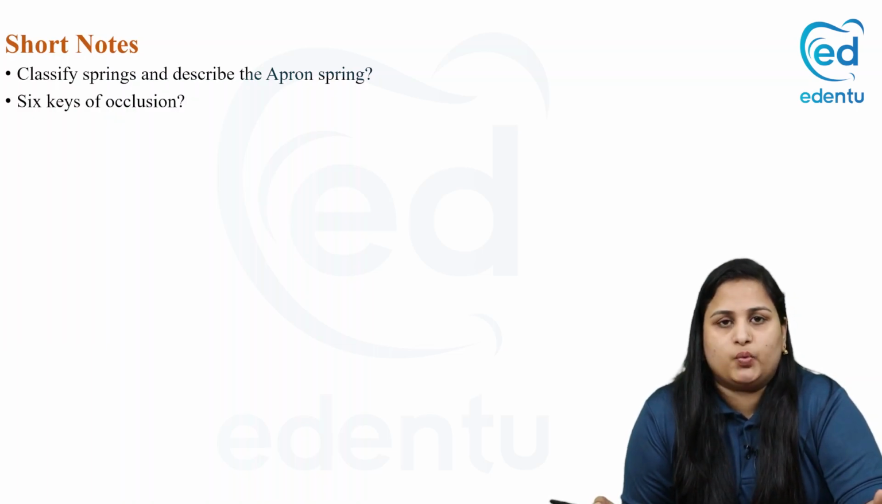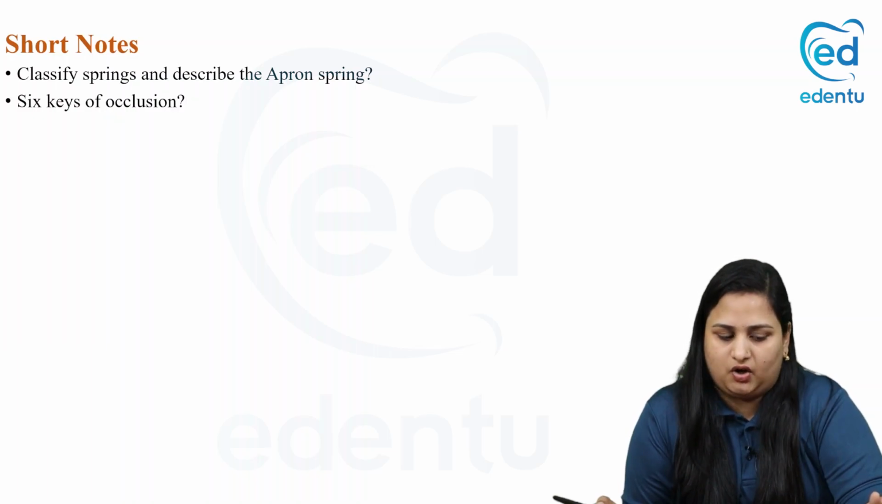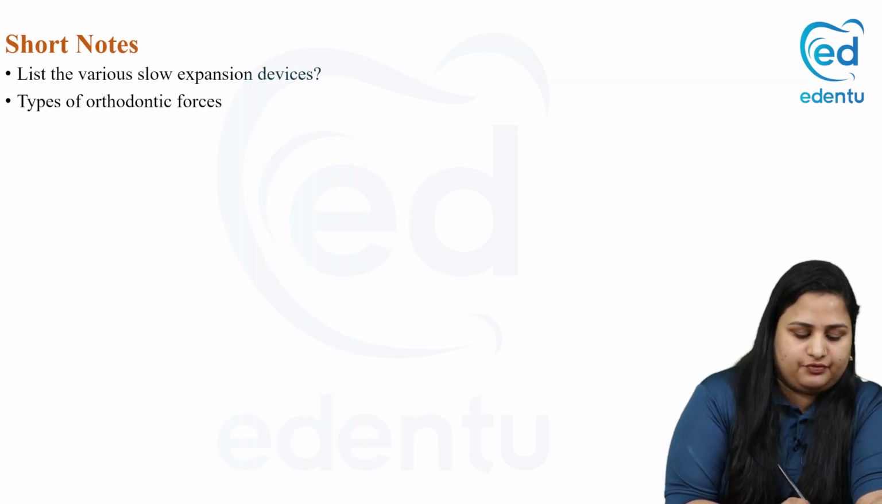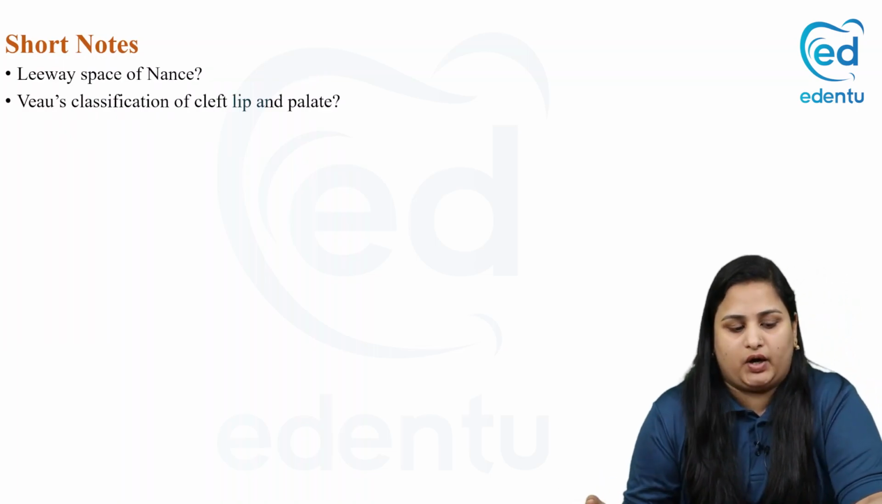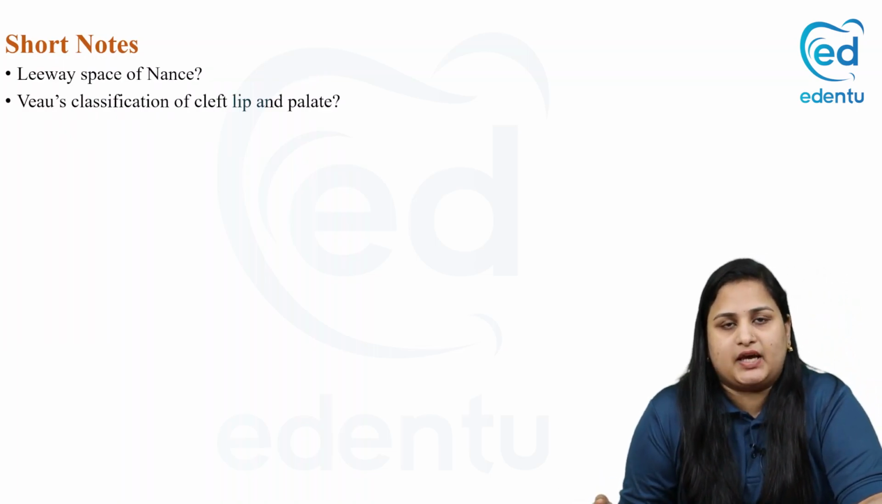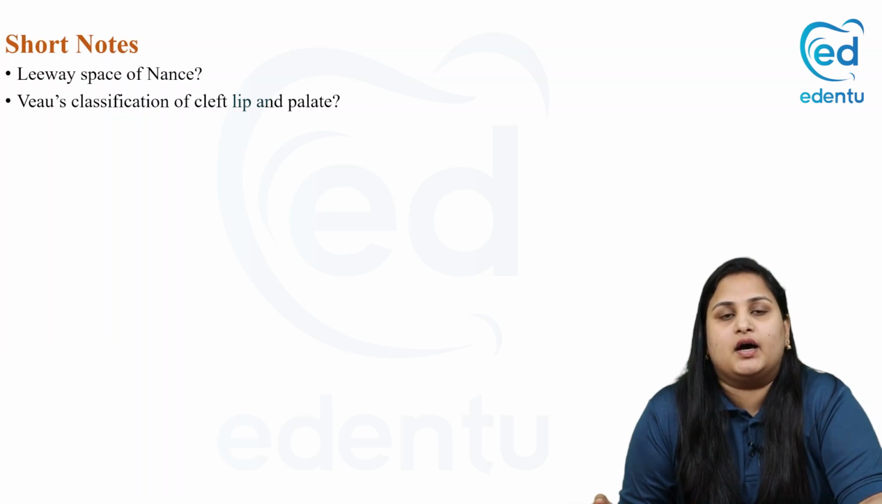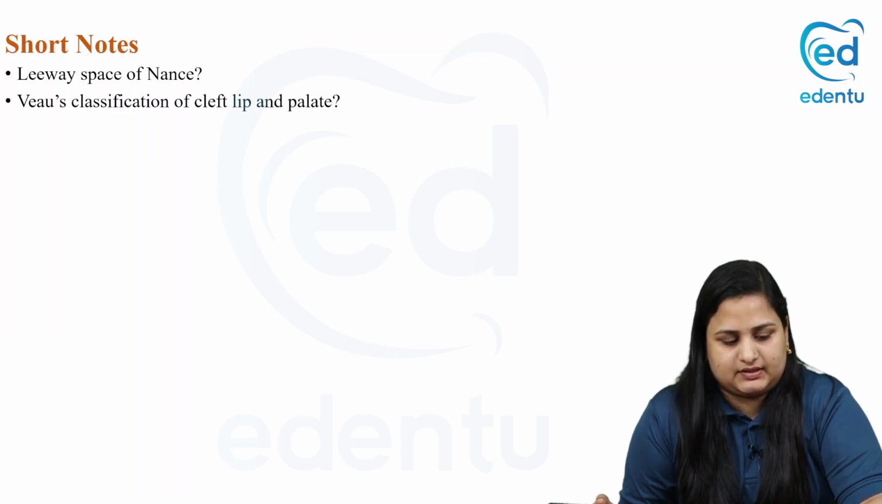So short notes are where point to point answers are more evaluated. So just answering the question is enough to fetch you what is required. Now, leeway space of Nance would require you to address how leeway space of Nance is defined, and also the discrepancies between the tooth structure and the arch length have to be discussed.